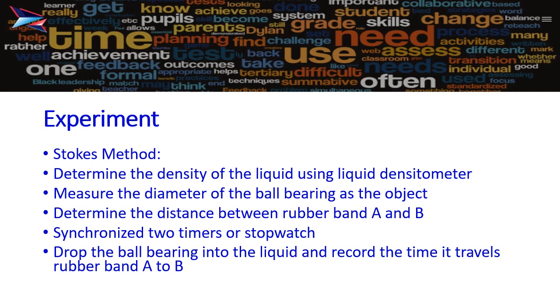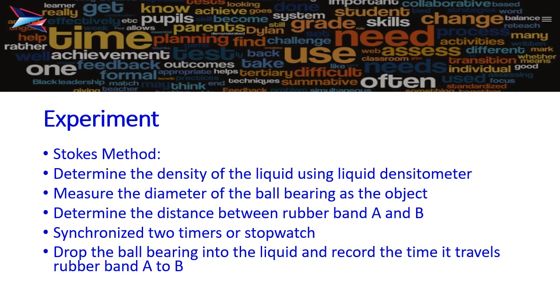Then the next step is to synchronize two timers or stopwatches. We need two synchronized timers because we start them at the same time, and then you record the time the object takes to travel from rubber band A to rubber band B. You switch off one stopwatch when the object passes rubber band A, and then switch off the other stopwatch when the object passes position B. By taking the difference between these two, you will know the time the object takes to travel from position A to position B.